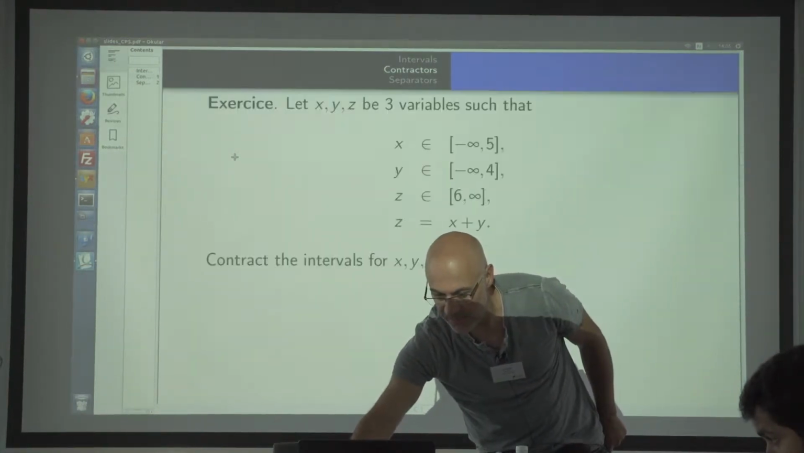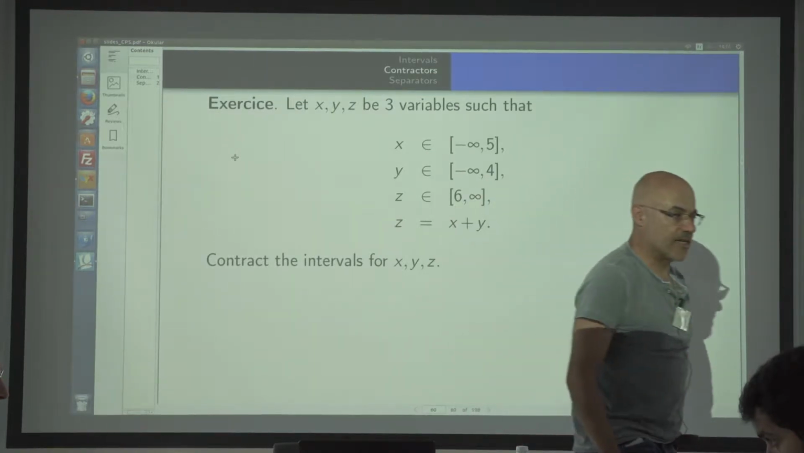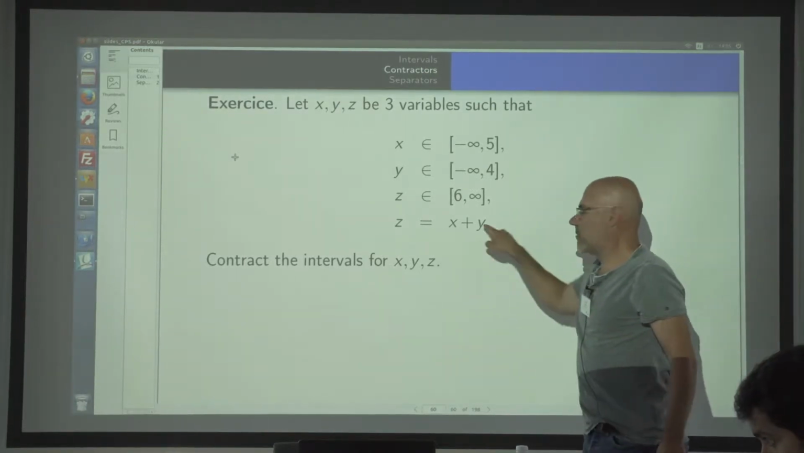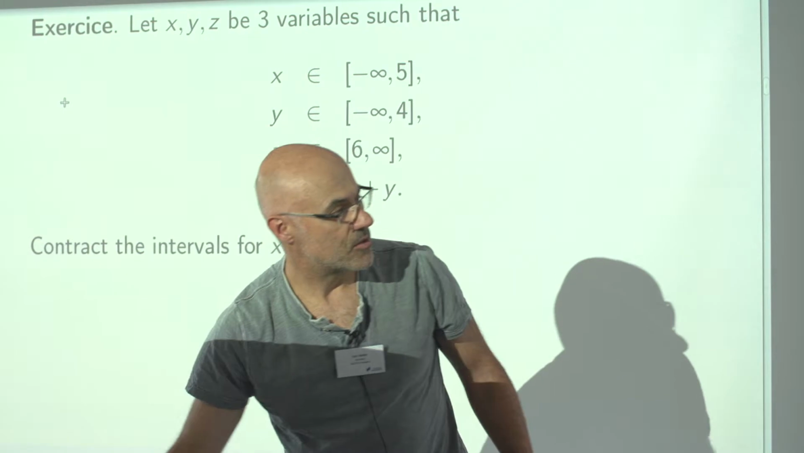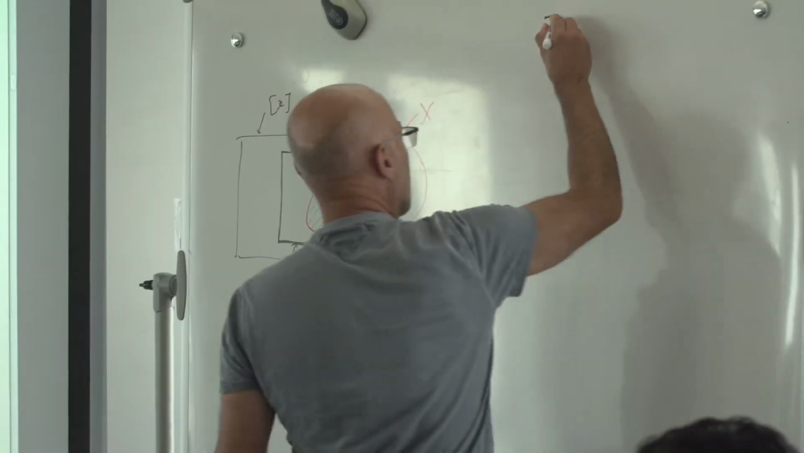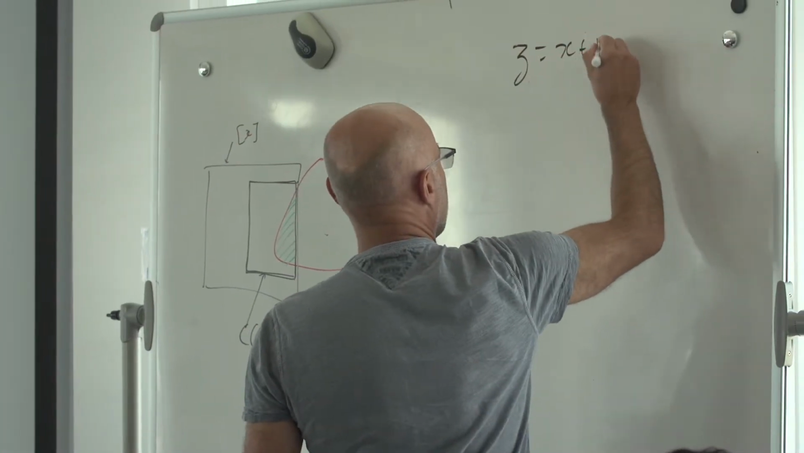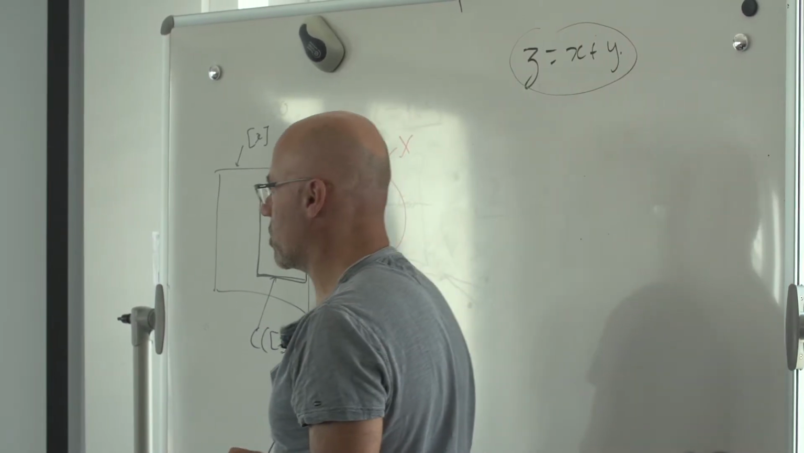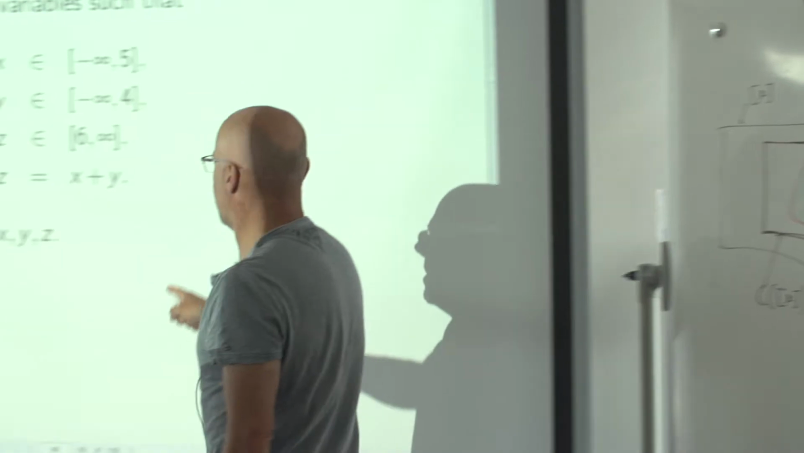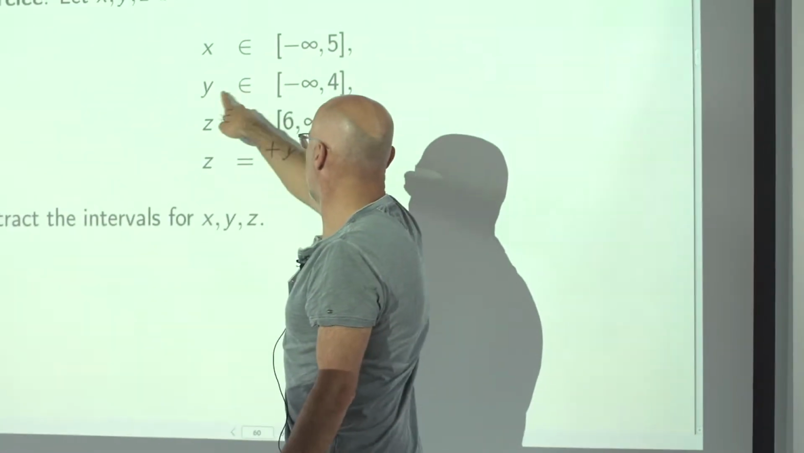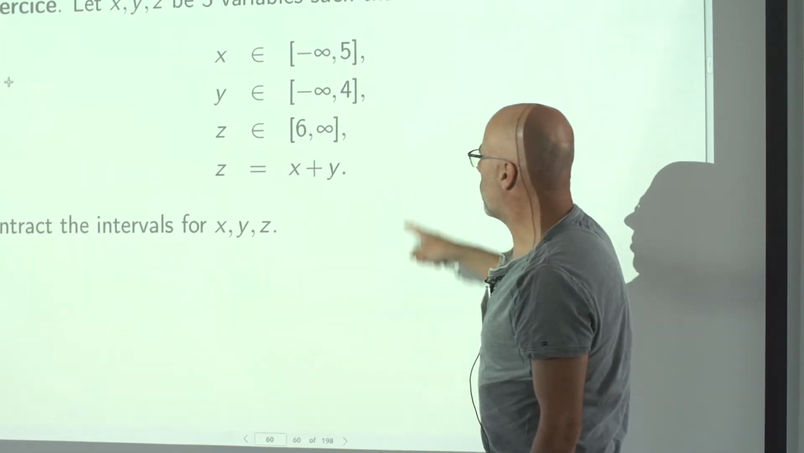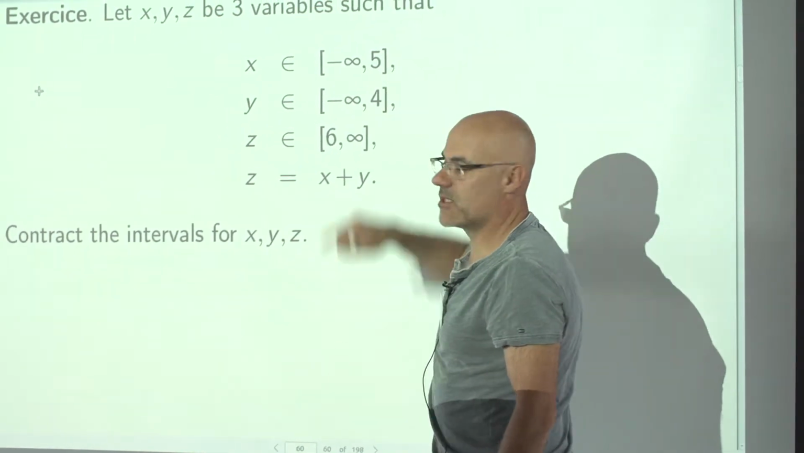So now I will explain a small exercise, just to be sure that you have understood what I said. I have an equation here between three variables. So the equation is z equal x plus y. Now I will find a contractor associated to this equation. So x is inside this interval, y inside this interval, z inside this one. How can I contract x?